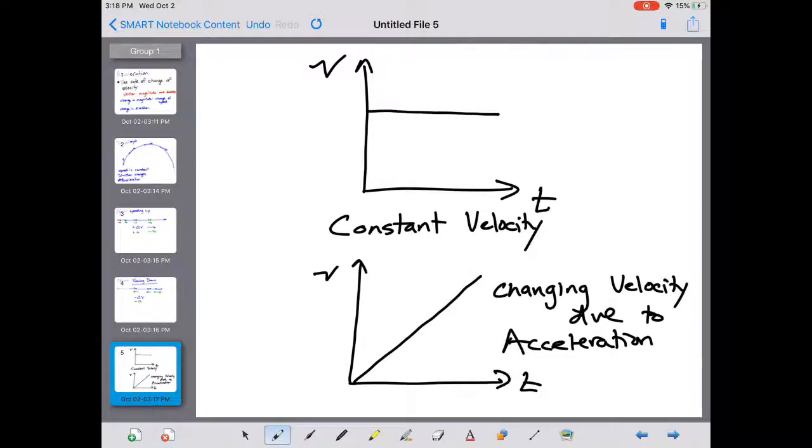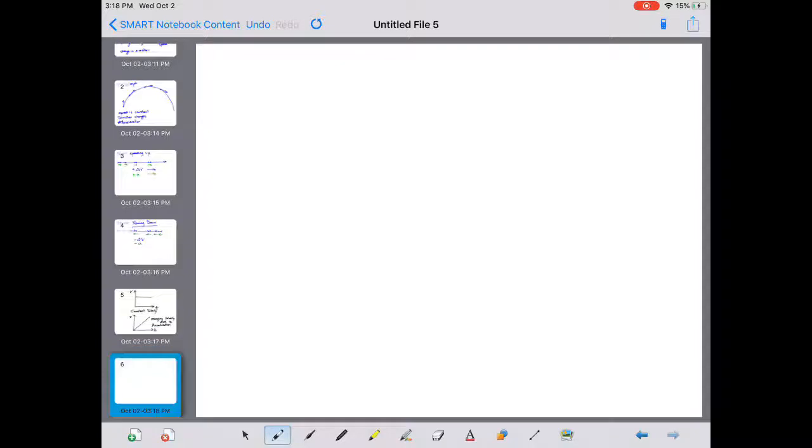Now, where this gets tough is recognizing when you're speeding up and slowing down. So let's say that I have some different graphs that represent me speeding up. Okay? When we speed up, the magnitude of the velocity increases.